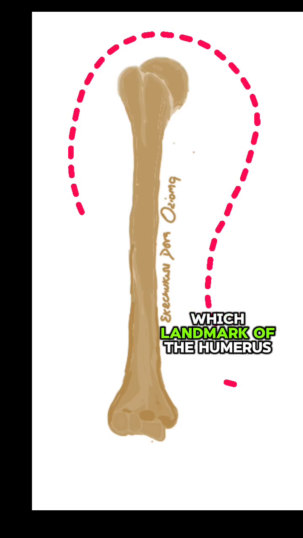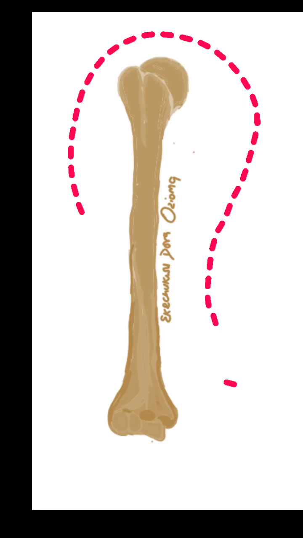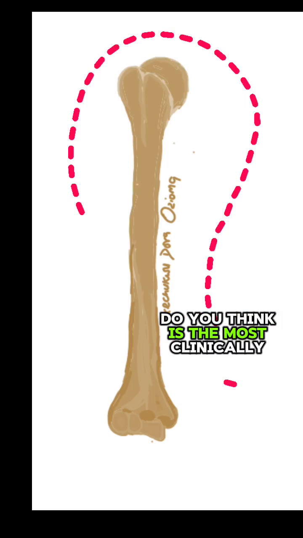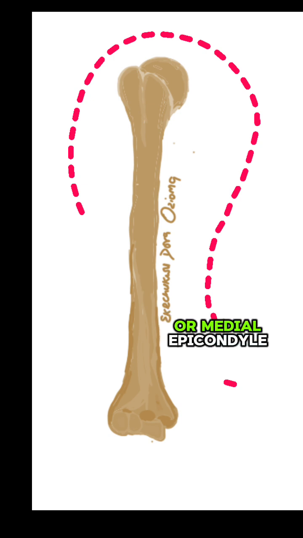Which landmark of the humerus do you think is the most clinically important? The surgical neck, deltoid tuberosity, or medial epicondyle?